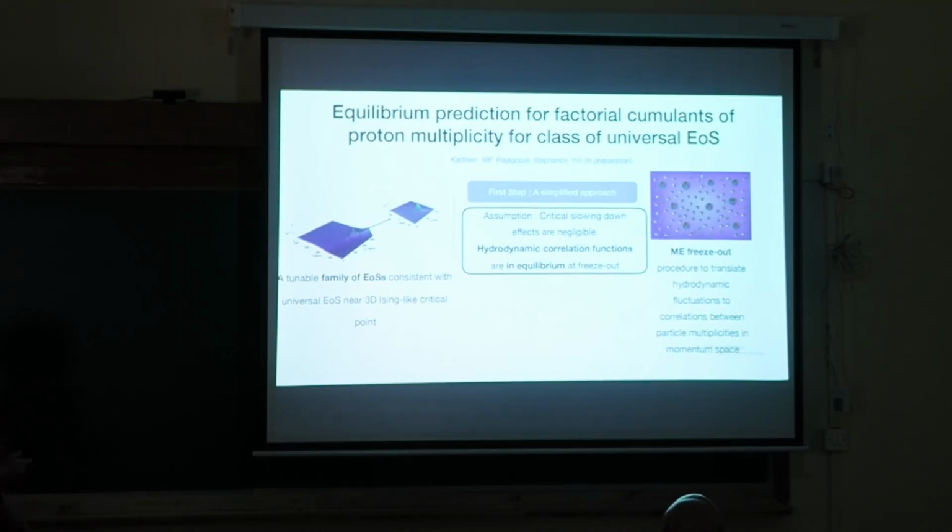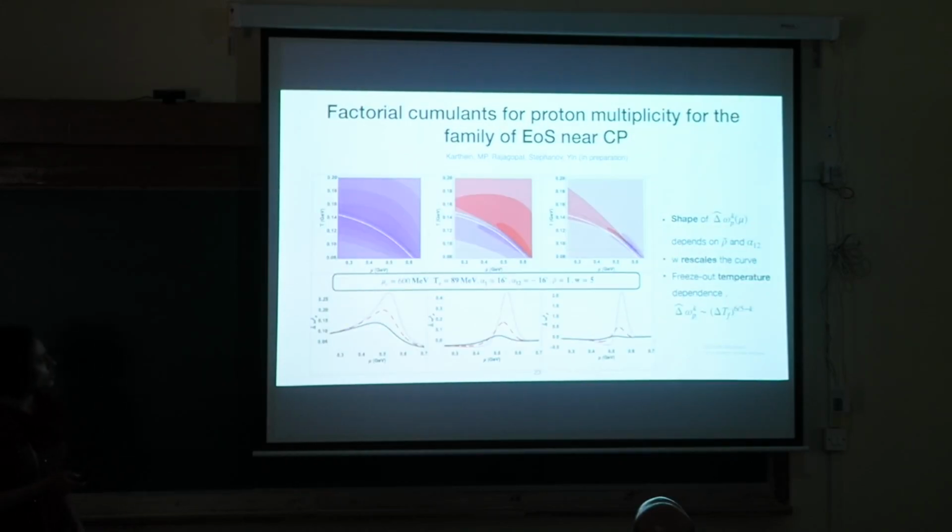To start with, we just take this tunable family of equations of state and forget that there could be critical slowing down, and just use the equilibrium values of these hydrodynamic correlation functions that freeze out, and see what we get for the cumulants of particle multiplicities. This is for an arbitrary equation of state from this family. I have chosen some parameters and plotted the second, third and fourth baryon susceptibilities. These are contour plots, red meaning negative regions and blue meaning positive regions.